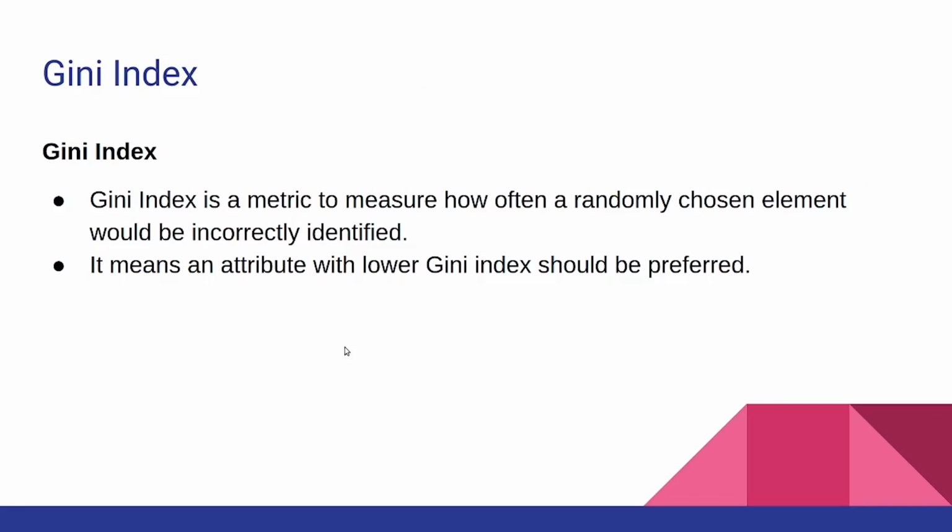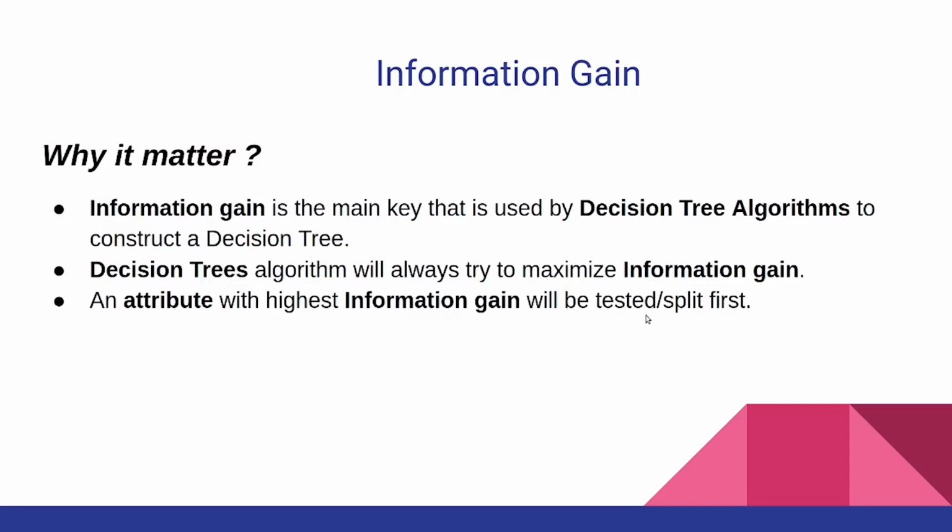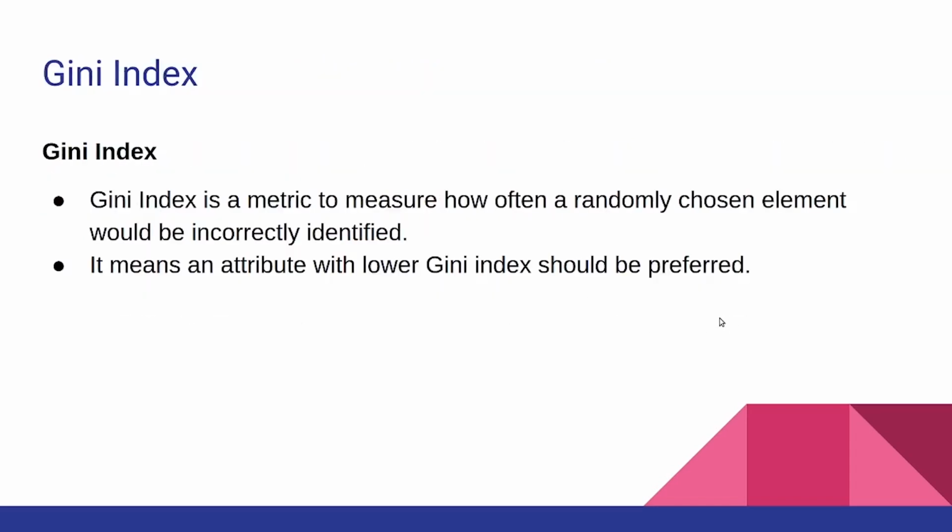Gini Index. Now the next parameter that we'll be looking at is Gini Index. These are just attribute selection methods, and this defines how we split the tree. Generally, we don't need to know much about the maths, but it's always better to have a good understanding so that we know which measure to use. Here, Gini Index is a metric to measure how often a randomly chosen element will be incorrectly identified. It means an attribute with lower Gini Index should be preferred. Okay? Remember that. For information gain, an attribute with the highest information gain will be tested, split first, and here an attribute with lower Gini Index should be preferred.